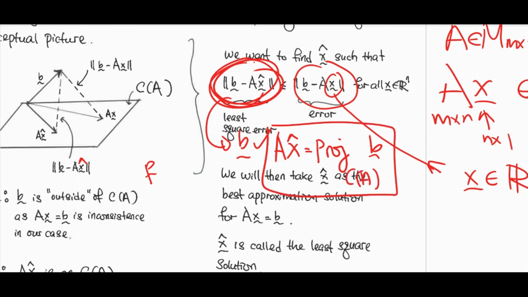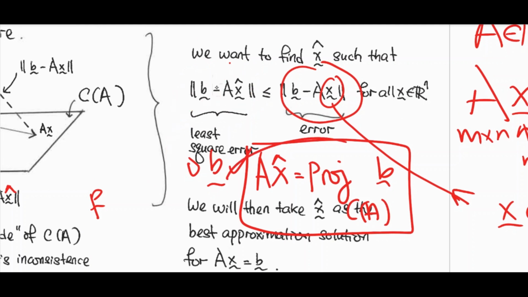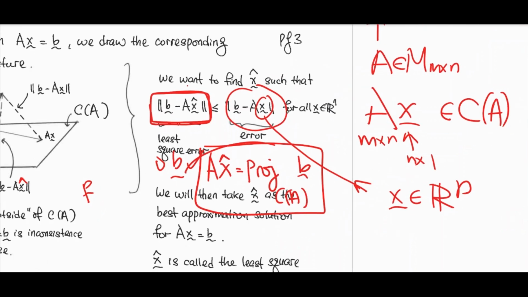Nothing changed. These are fixed quantities. B is fixed. B is given. Ax hat is fixed. So these are fixed quantities. Think of it as a fixed number. However, your right-hand side is not fixed. Your right-hand side is something that you are free to choose.